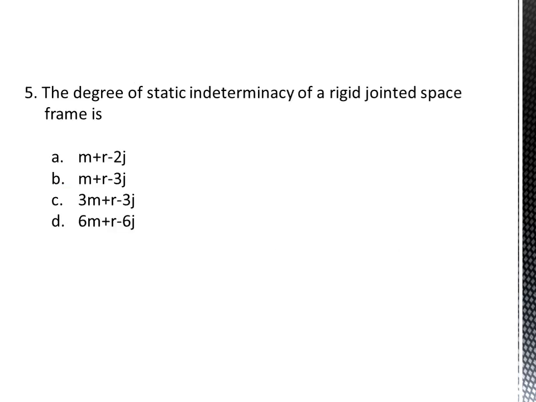Coming to the fifth question, the degree of static indeterminacy of a rigid jointed space frame is. We have the options. Option A, m plus r minus 2j. Option B, m plus r minus 3j. Option C, 3m plus r minus 3j. And option D, 6m plus r minus 6j.